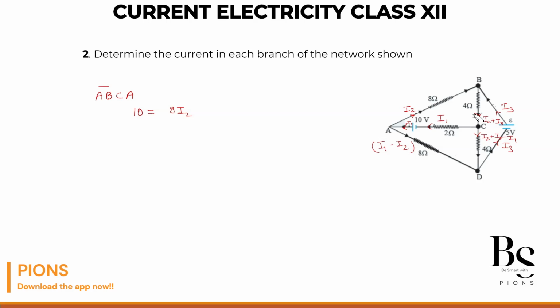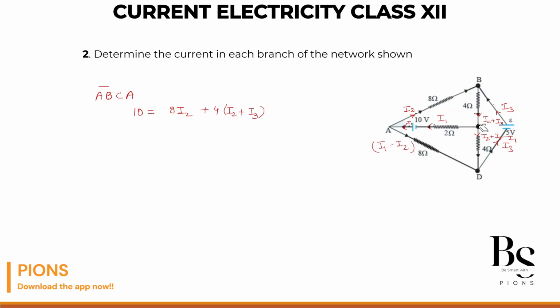Now let's go from B to C. I am going from B to C. Current is also going from B to C. Is there any resistance? Yes, 4 ohm. So plus 4 times the current. Why plus? Because we both are in the same direction. 4 times resistance into current. Current is how much? I2 plus I3.